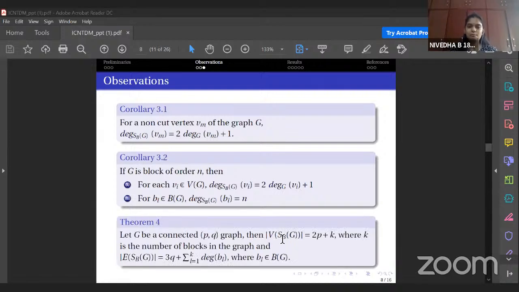And the next theorem is on the cardinality of the vertex set and edge set of SB of G. For a given connected (p, q) graph, the cardinality of the vertex set of SB of G is equal to 2p plus k, where k is the number of blocks in the graph. And the cardinality of the edge set is equal to 3 times the edges plus the summation of degrees of B_L, where L lies from 1 to k.